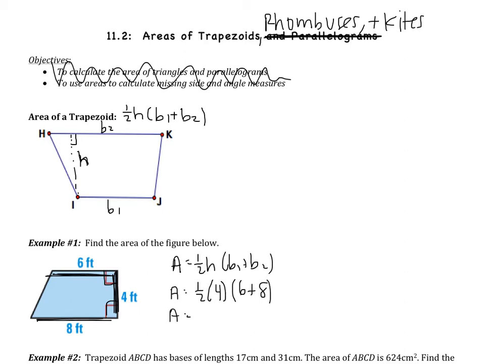Okay, 1/2 times 4 is 2. 6 add 8 is 14. So my area is 2 multiplied by 14. My area becomes 28 feet squared. Remember, area always has units squared. And that's it. That was our first problem. So as you will notice, this formula is certainly a little more complicated than parallelograms and triangles, and involves 3 quantities, both bases and the height.